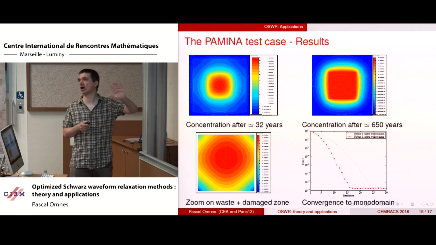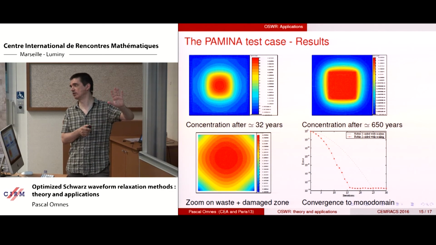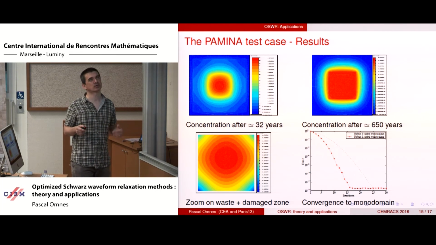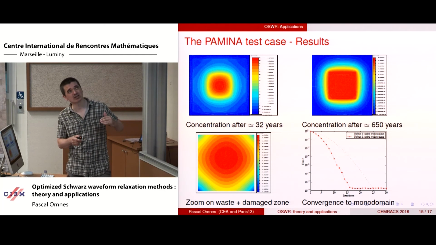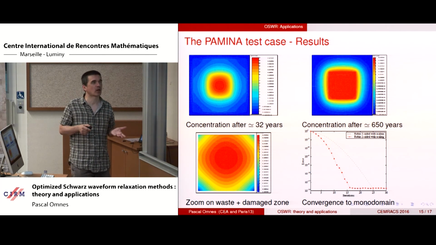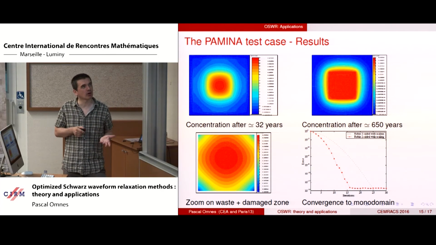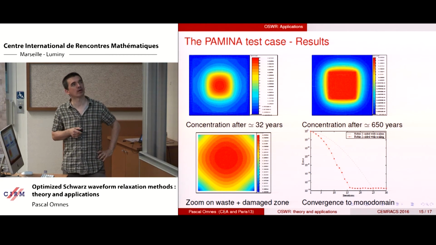What you see is that we start with 1, the concentration of the radionuclides, in the waste zone, and 0 everywhere else. Then you see that quite fast the waste will fill the damage zone and then start to diffuse slowly in the clay zone. This is a zoom on the waste and damage zone, just to show you that there was a small, but we can see it, a small convection to the top of the domain.